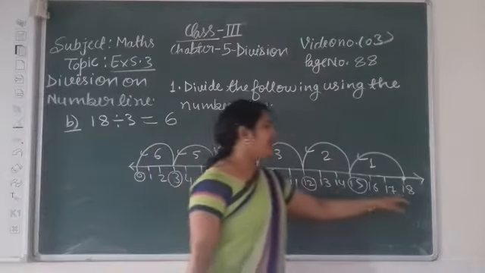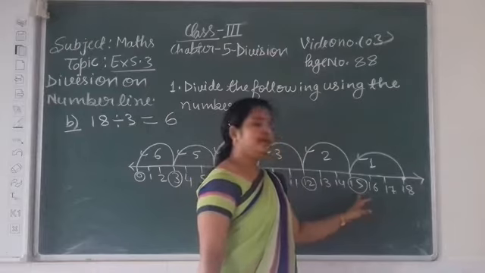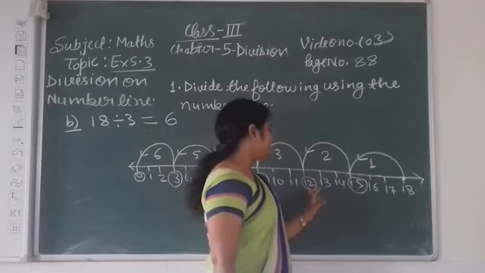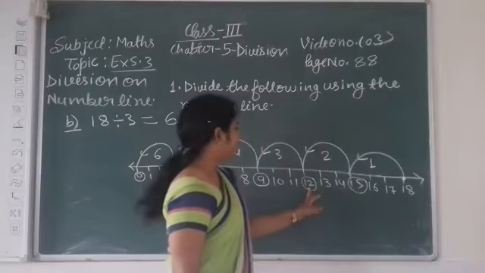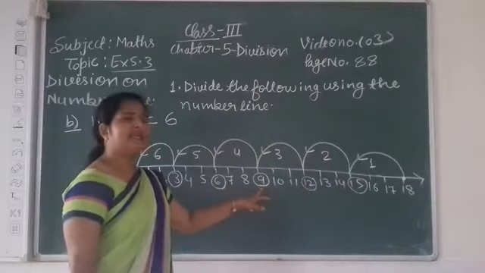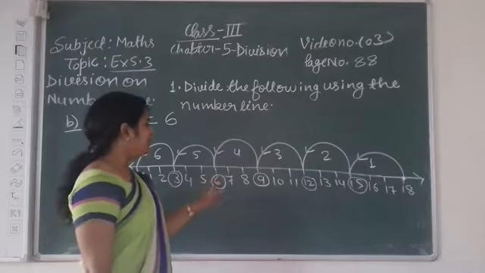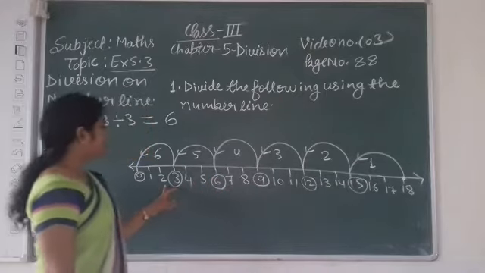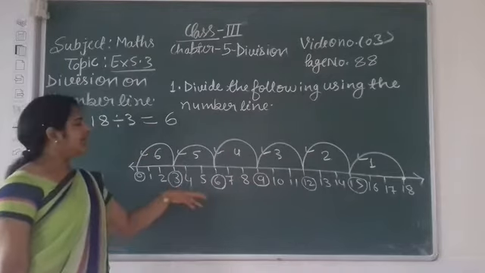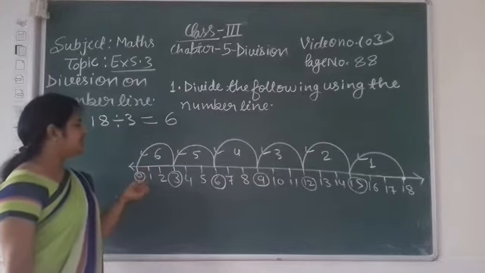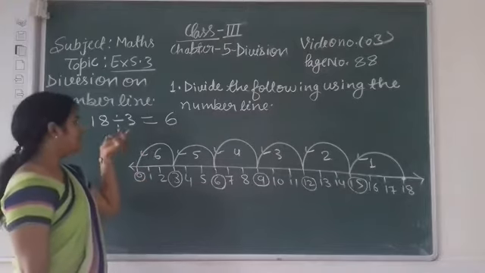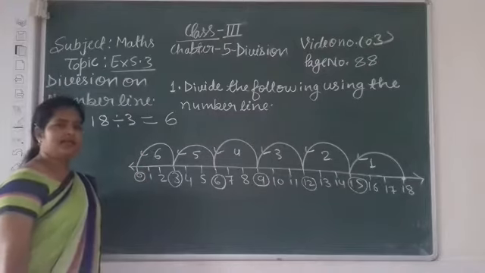So after 18, 1, 2, 3, we will reach 15. Again we will take steps of 3. We will reach 12. Again we will take steps of 3. We will reach 9. Again steps of 3. We will reach 6. Again steps of 3. We will reach 3. And again we will take steps of 3 and we will reach 0. Okay. So like this we will divide on a number line.